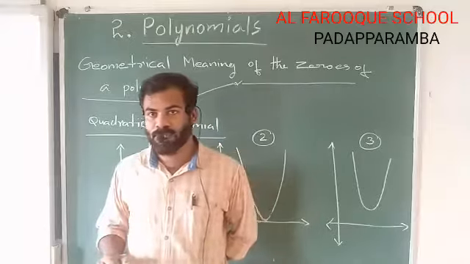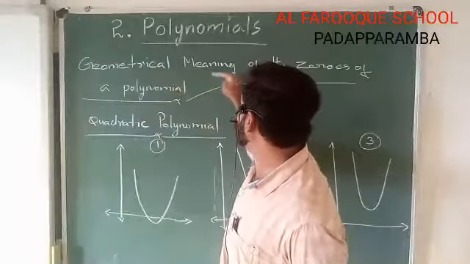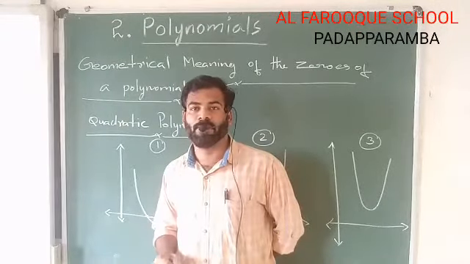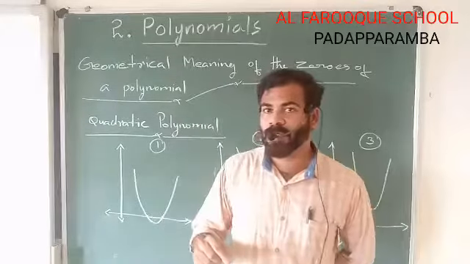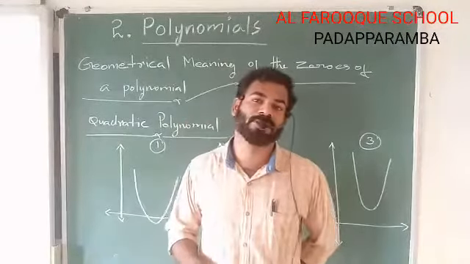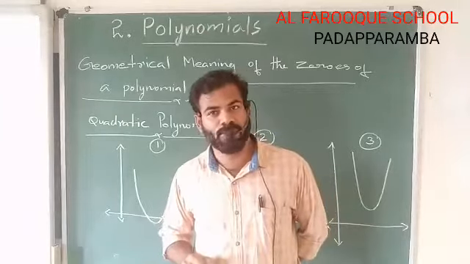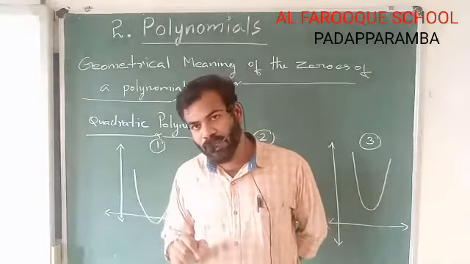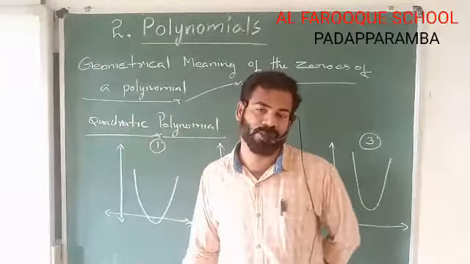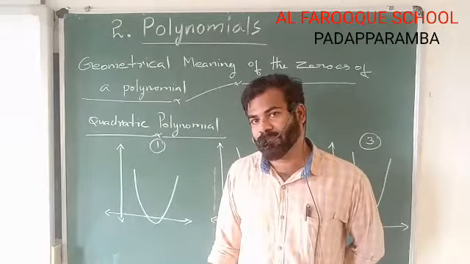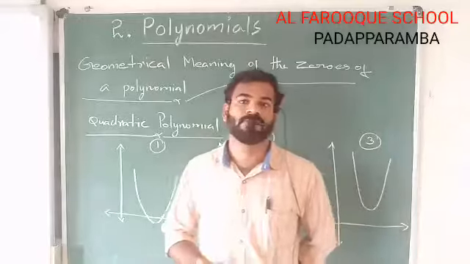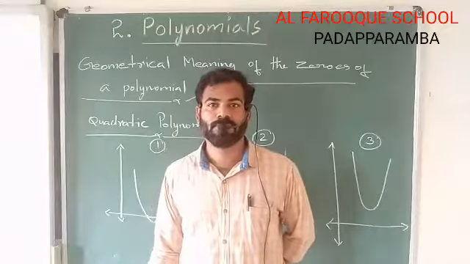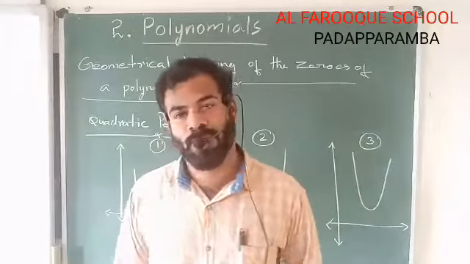So these are the geometrical meaning of the zero of a polynomial. Once again I am repeating that by looking at a graph we can simply understand the number of zeros of that particular polynomial. By looking at the point of intersection with the x-axis, the zero is the value of the x coordinate. Is it clear? Okay.